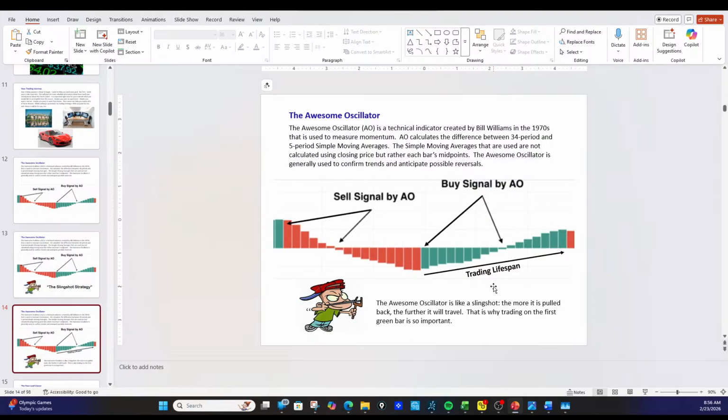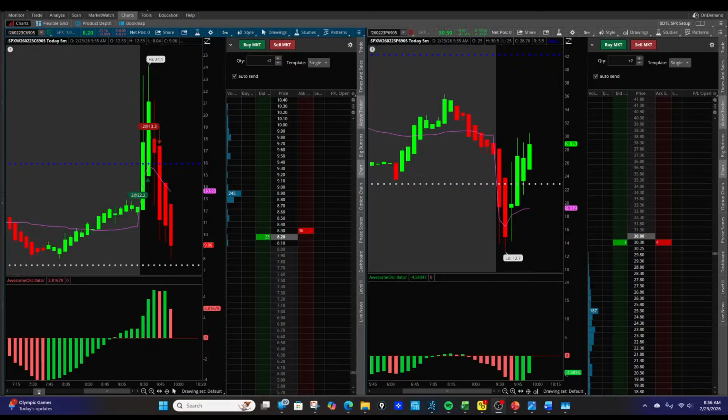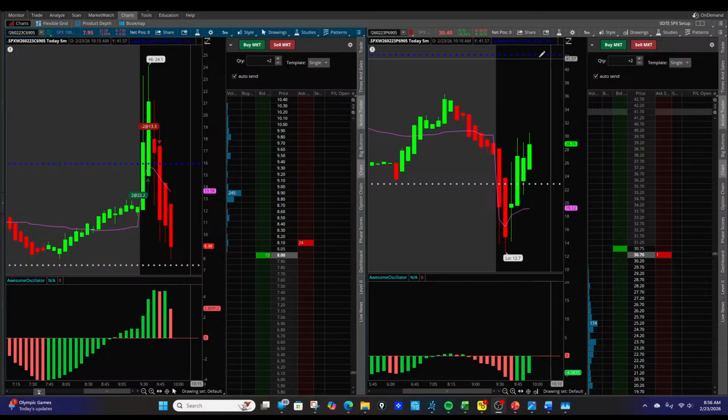And then I talked about the trading lifespan right here. And this is what it is, basically. Now, I just noticed something, we have gone above this previous high.